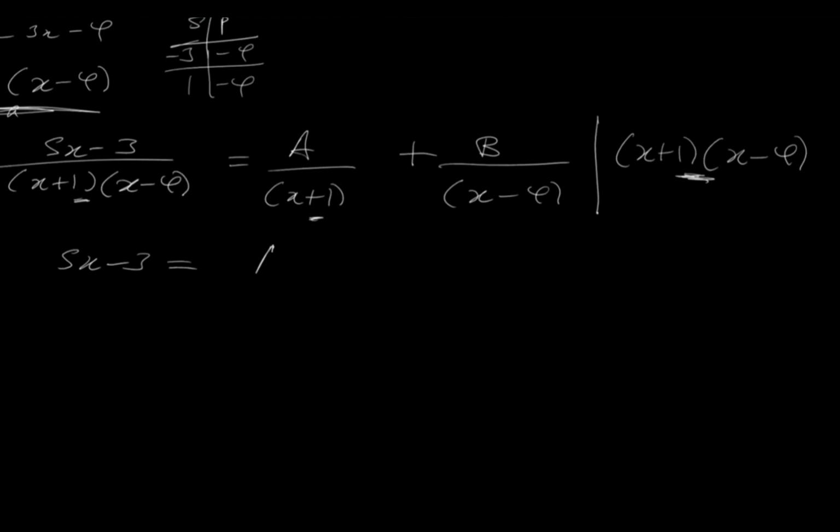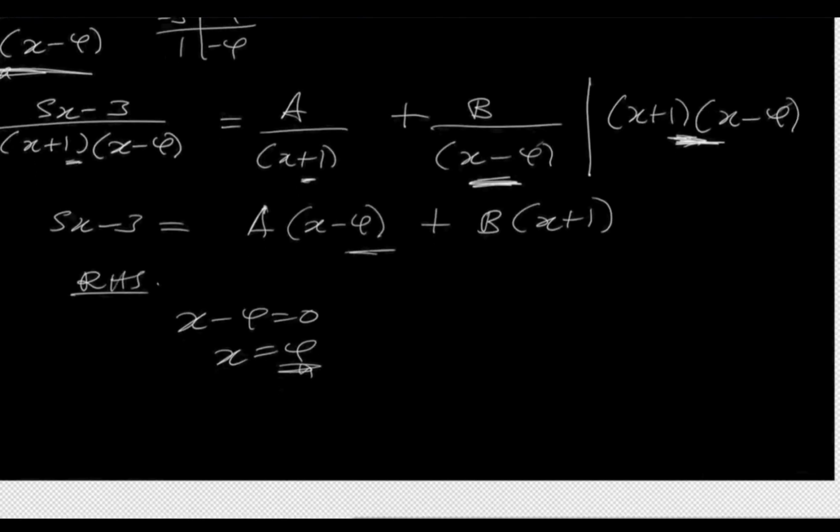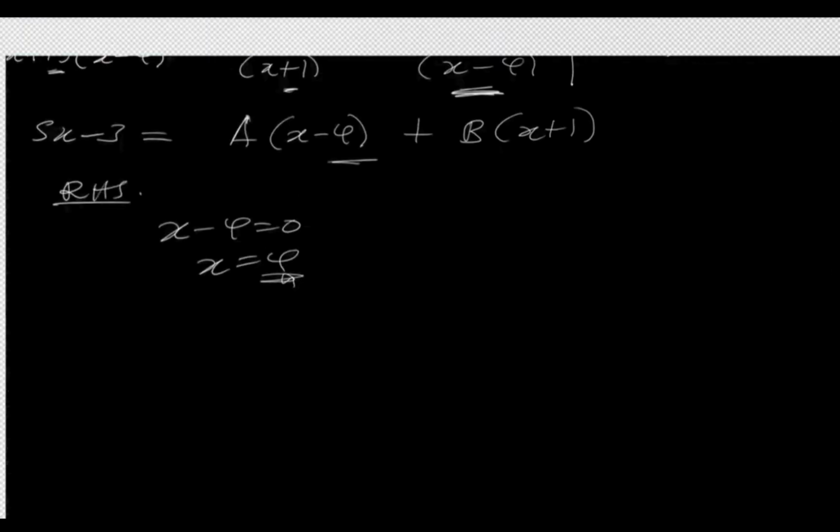you only end up having A times (x minus what? 4), plus, if this multiplies with this, we know that this is going to cancel with that, so you have B times (x plus what? 1). From there, get the factors on the right hand side. Remember, right hand side. Then solve for x. Here x will equal to what? 4.